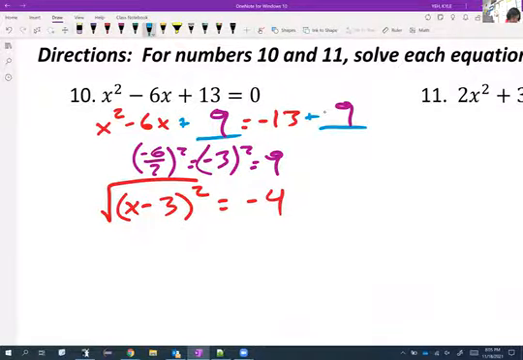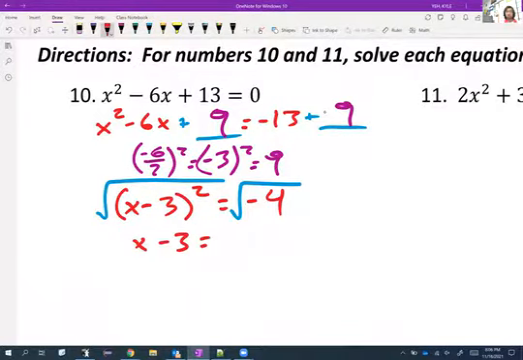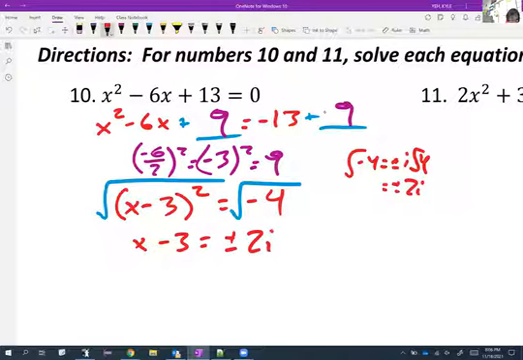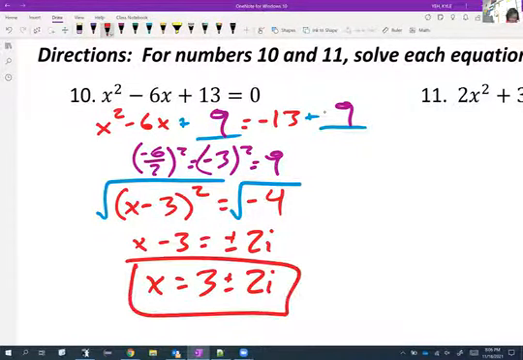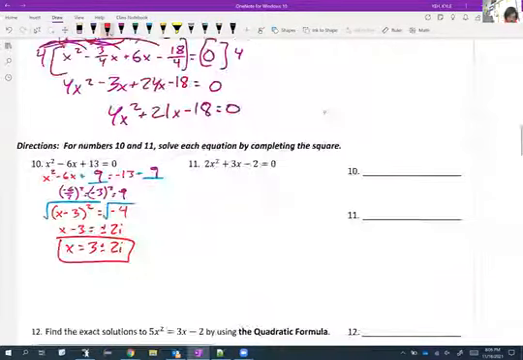Let's take the square root of both sides. That should have been blue. My apologies. I accidentally got rid of one of my red parentheses. Okay. X minus 3 equals, what is the square root of negative 4? Well, square root of negative 4 is equal to plus or minus i root 4, plus or minus 2i. So plus or minus 2i, I'm going to get rid of that just so I have room for 11. X equals 3 plus or minus 2i. So making a perfect square so that we can then use that square root property, just take the square root of both sides.